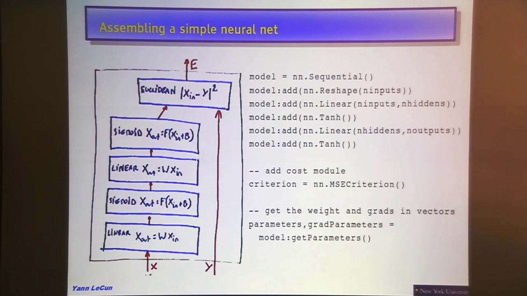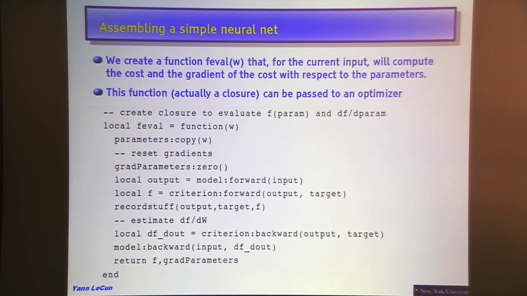You have to also collect all the parameters inside of those modules into a big vector so you can feed this to an optimization function. And then you have to do a little bit of hocus pocus, which I'll let Clément explain to you tomorrow, to basically build a simple function out of this, which is just a function of the parameters that you're going to pass to an optimizer, and the optimizer is just going to optimize it. And it's actually a closure, but I'm not going to explain that. Clément will explain that to you tomorrow.